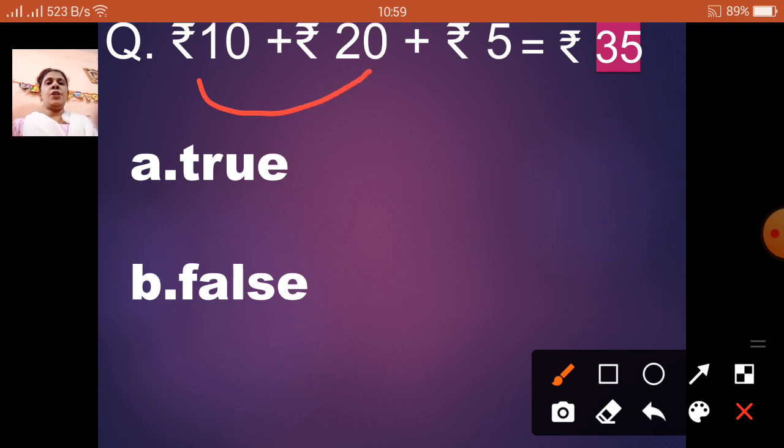10 plus 20 will be 30. 30 plus 5 will be 35. Correct. So it is true or false? True. Correct. Because rupees 10 plus rupees 20 plus rupees 5 is total amount 35. So option A true.